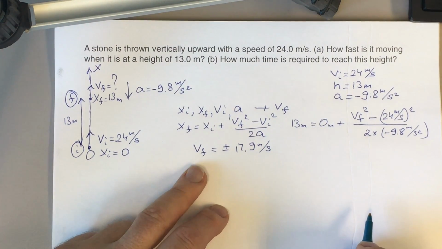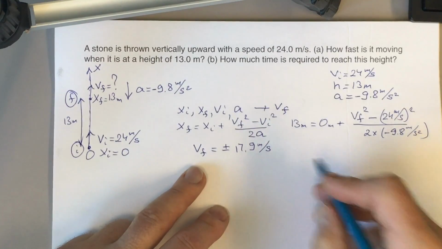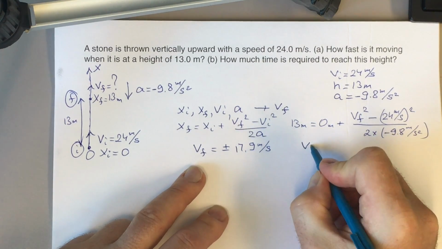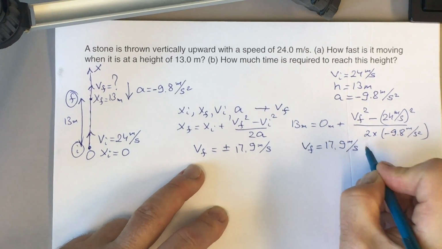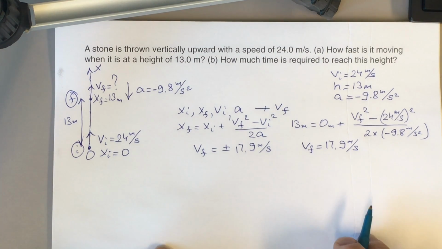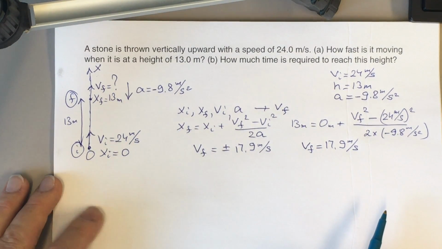What do we need to find? How fast it's moving. So we need to find speed. The speed is just the value without the sign. So the final solution is 17.9 meters per second. Why do we have two solutions? Because one velocity is directed upward. We move through the final point on the way up, then we return and move through the same point on the way down. So the other value will be negative, opposite to the x-axis.